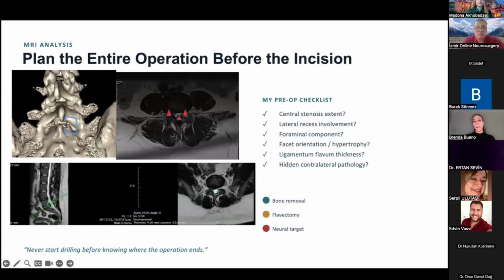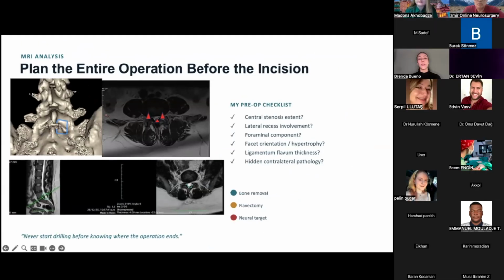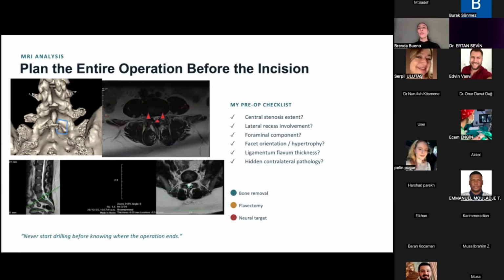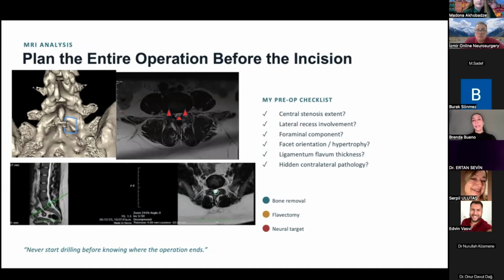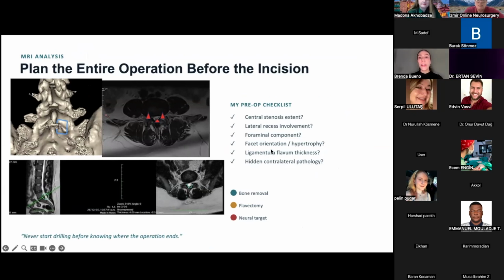My plan pre-op: first of all, I search what is the pathology. If it's central stenosis, if it has lateral stenosis, a foraminal component, or both central and foraminal, you are prepared before you start. You need to prepare your patient and all the team. You may have to do two different approaches. Of course, the facet orientation and hypertrophy is very important because you need to know how much bone work you need to do.